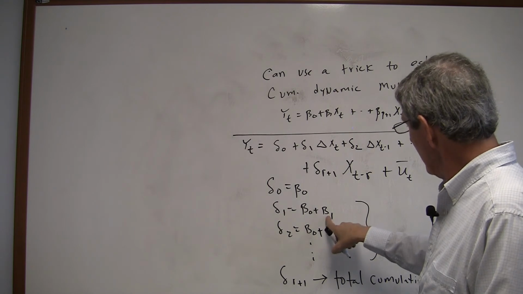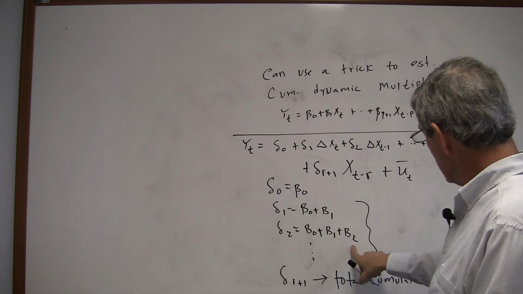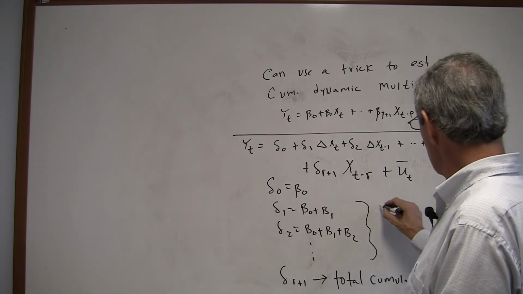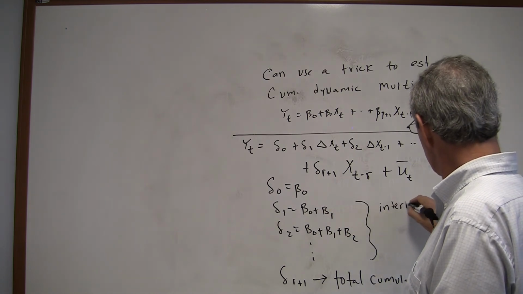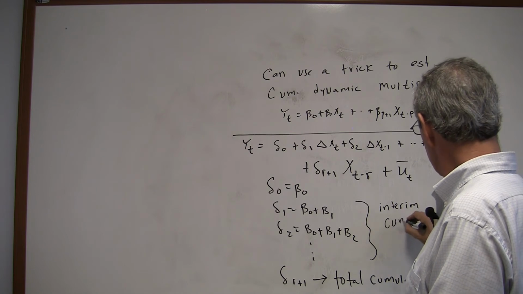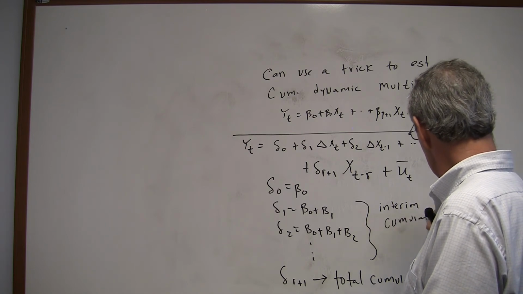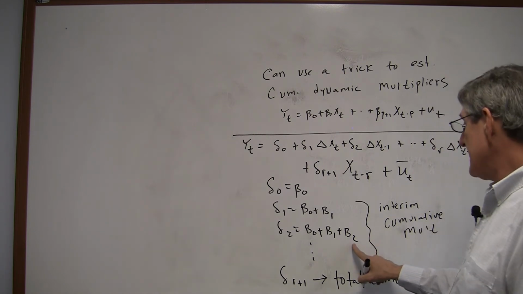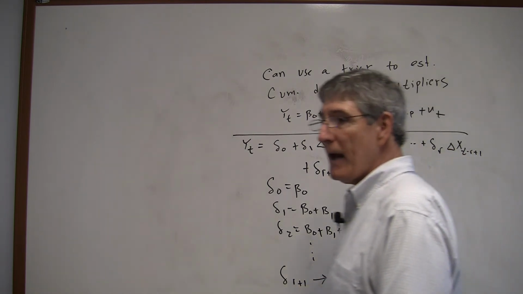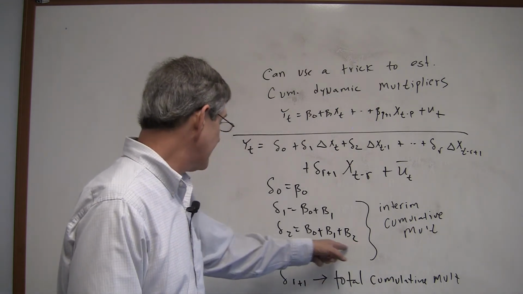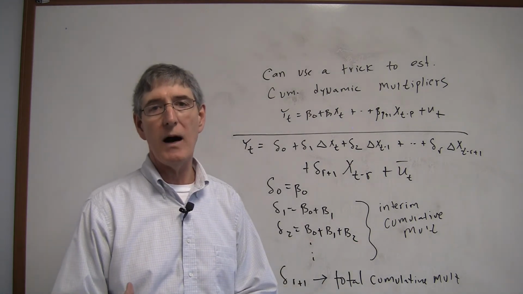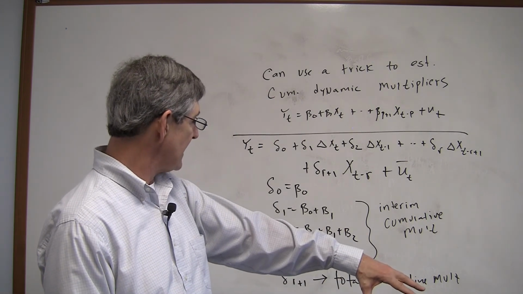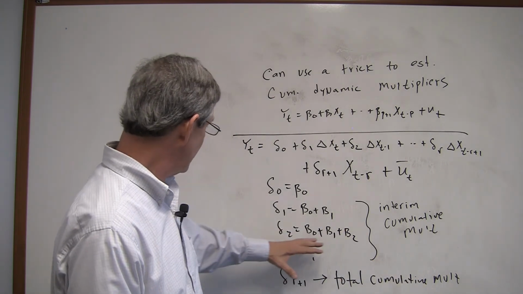Beta 1 is the interim multiplier, but it's not the cumulative. Beta 2 is the interim multiplier, but it's not the cumulative. So these things here would be the interim multipliers, not the cumulative multiplier. Beta 2 itself is the change in y after 2 periods. What this is, is the total change in y after 2 periods. So this is just the change in that second period. This here adds them all up.